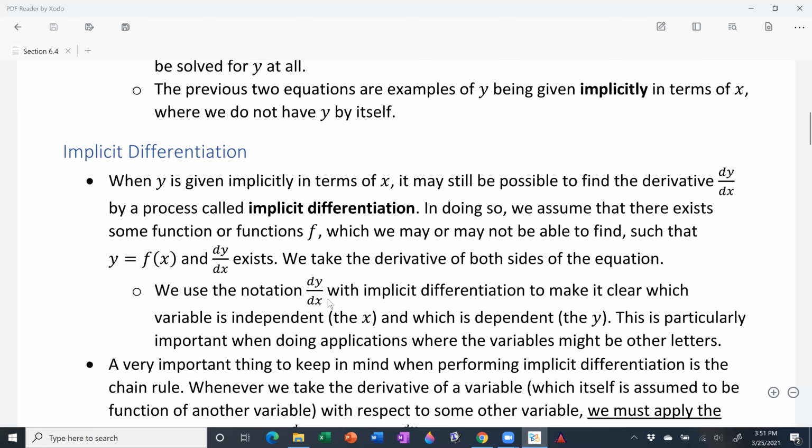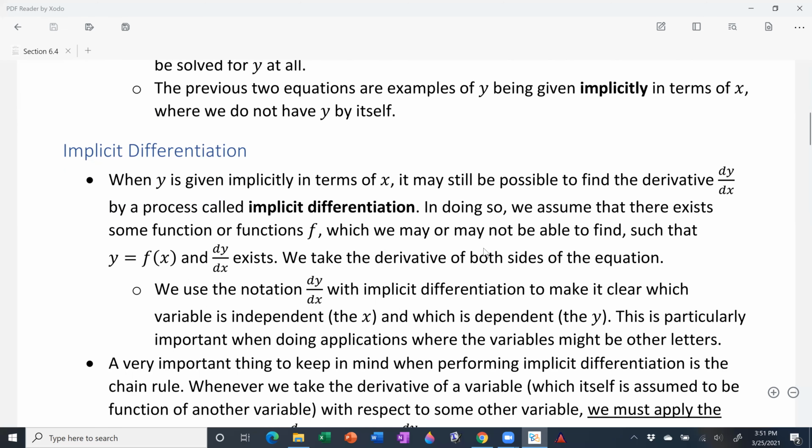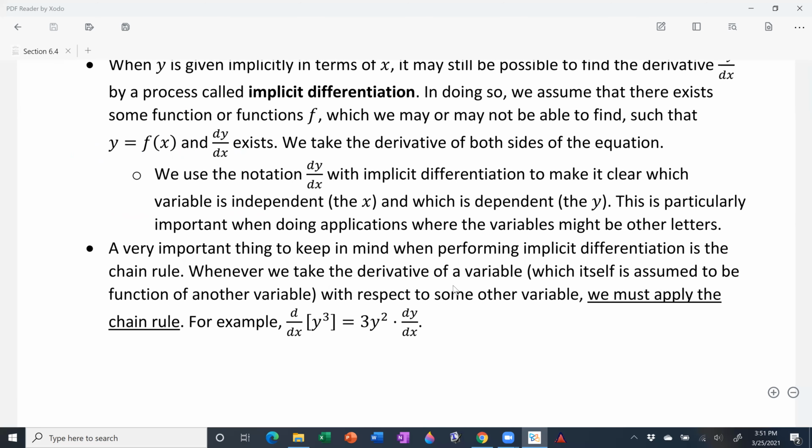Okay, so moving on to the technique of implicit differentiation. When y is given implicitly in terms of x, so you've got an equation where y is scattered all over the place, it may still be possible to find the derivative dy dx by a process called implicit differentiation. In doing so, we assume that there exists some function or functions f, which we may or may not be able to find, such that y equals f of x and dy dx exists. We take the derivative of both sides of the equation. It gets a little bit strange, but it is kind of cool that we can find dy dx without having to have y by itself.